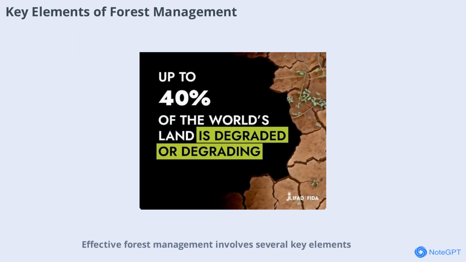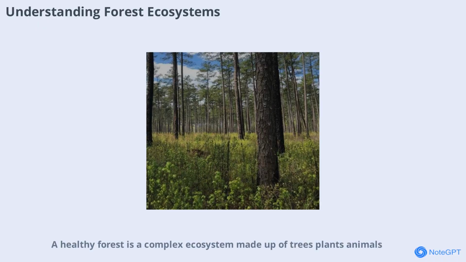Effective forest management involves several key elements. These include planning, monitoring, and implementing actions that promote forest health and productivity. Planning starts with setting clear goals, such as timber production, wildlife habitat, or recreation. Monitoring provides the data needed to assess progress and adapt strategies as conditions change. Implementation involves putting plans into action, from planting trees to controlling invasive species. By integrating these elements, forest managers can achieve a balance between economic, ecological, and social objectives, ensuring forests remain resilient for generations to come.